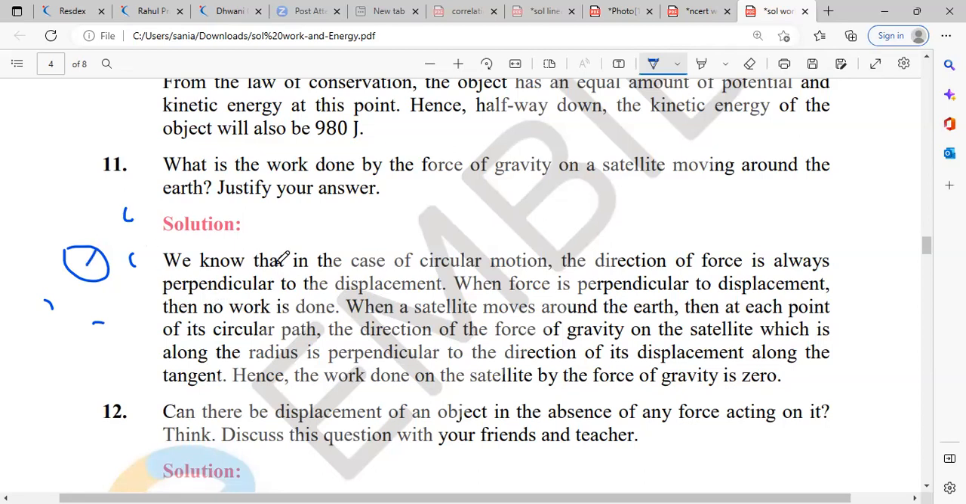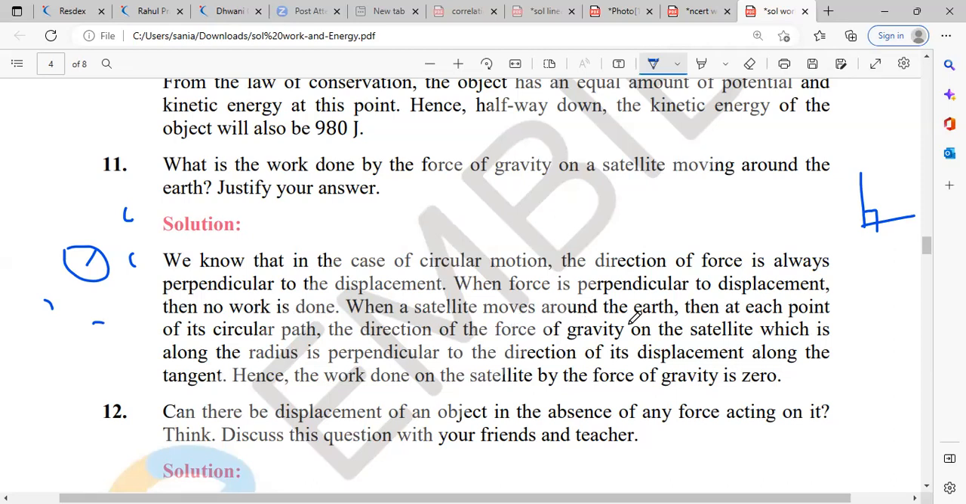So we know that in case of circular motion, the direction of force is always perpendicular to the displacement. Perpendicular means, for example, the object is falling here, it will form a 90 degree angle, right? When a force is perpendicular to the displacement, then no work is done.